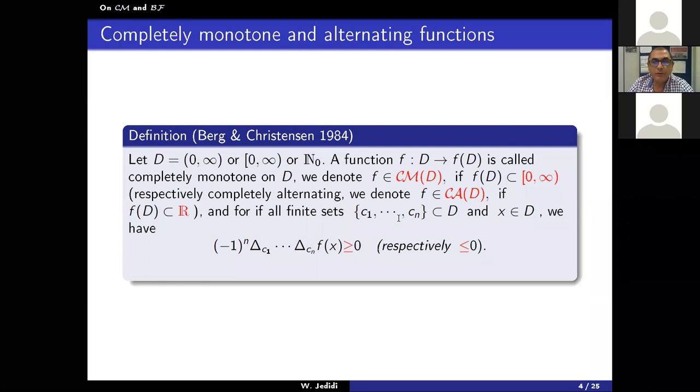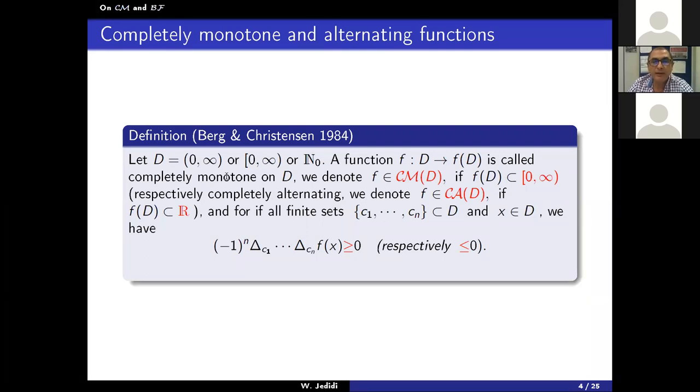Now we will focus on the concept of completely monotone functions and completely monotone sequences. Then the set D could be either R plus or the set of the integers. So from now on, we say that a function or a sequence is in CM, completely monotone, if, when you apply n times these operators and multiply by minus one to the power n, this quantity remains positive. Let me stress that f could be a function or a sequence. We say that f is completely alternating if the sign is negative. So completely monotone, completely alternating.